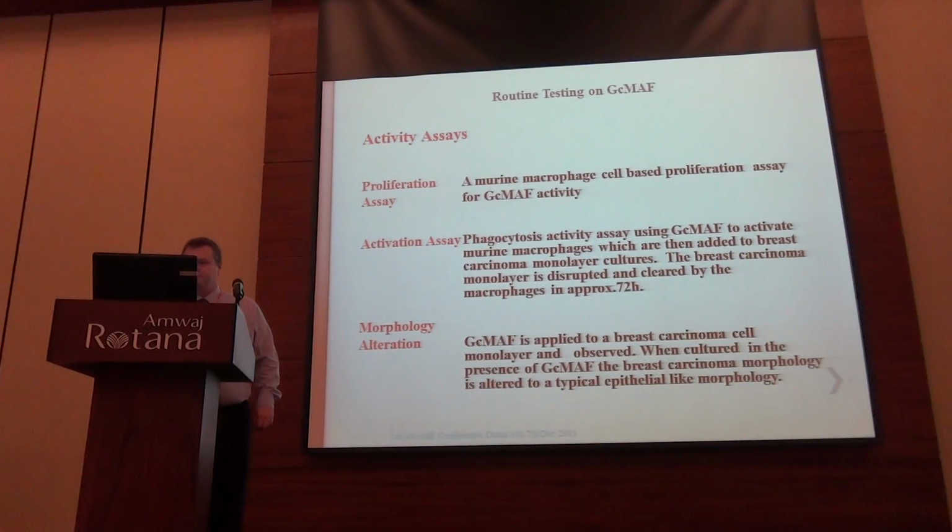We do a phagocytosis assay, so we actually monitor that under video, and I'll show you some of those in a minute. And we also look for morphological changes, so the phenotype actually changes from what we consider to be a normal standard cell in terms of the carcinoma way that it cultures to something which is more akin to the normal cell, which is not carcinoma.